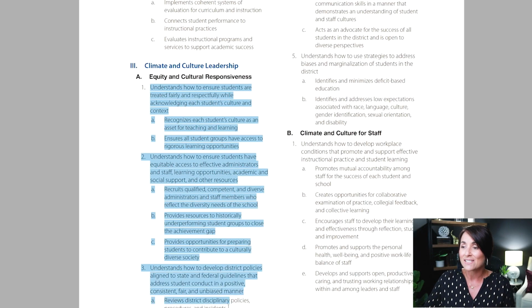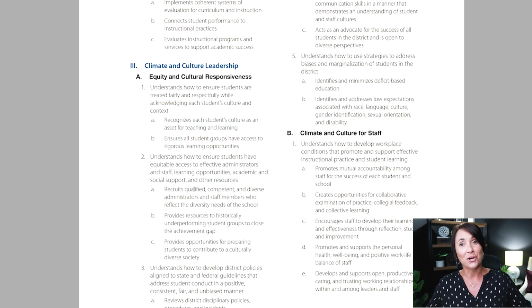Of course, we have climate and cultural leadership. Big job for the superintendent, making sure that we are promoting a culture of equity and cultural responsiveness. Much easier said than done. Lots of people need training on this. This is one of the most challenging pieces, I think, because this is very vague. Like it says, oh, promotes an inclusive culture. And it's like, okay, what does that mean? So really dig in here and try to understand what all those specifics are.